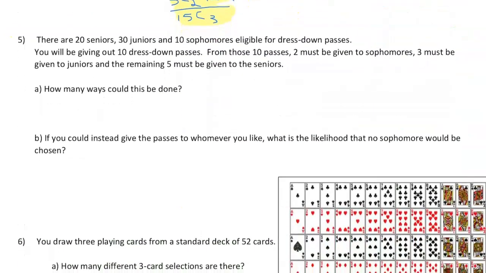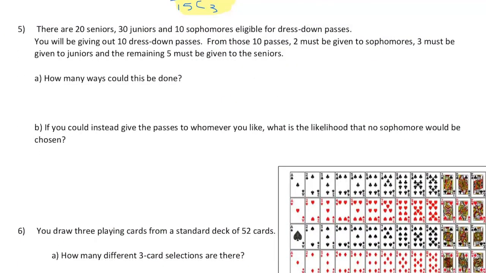Okay, moving on to question 5. There are 20 seniors, 30 juniors, and 10 sophomores eligible for dress down passes. You'll be giving out 10 dress down passes. From those 10 passes, 2 must go to sophomores, 3 must go to juniors, and the remaining 5 must be given to the seniors. How many ways could this be done? So if you're going to do exactly what they just said, how many ways can you do it?